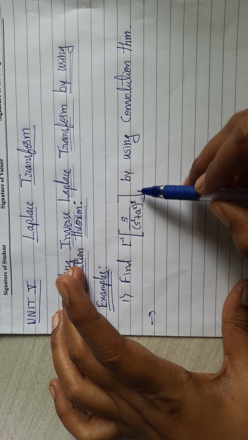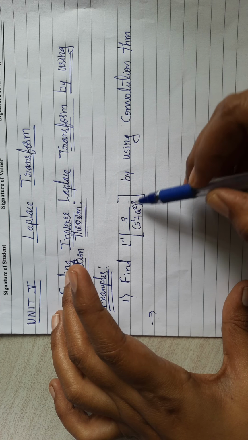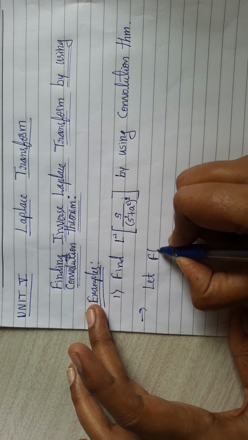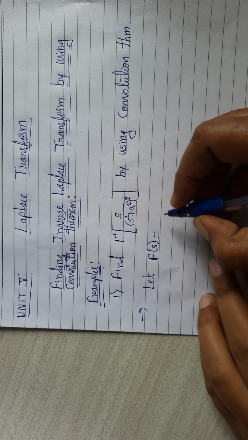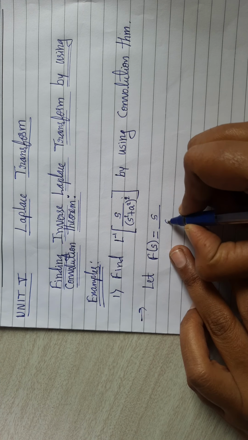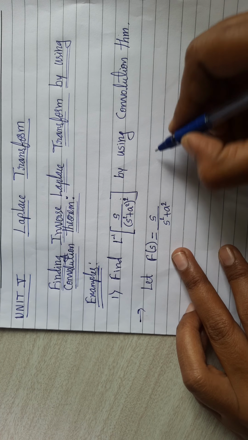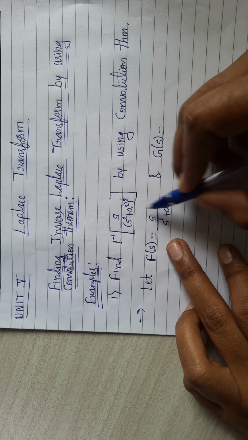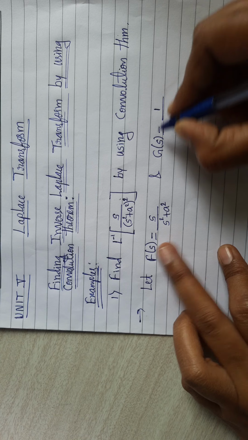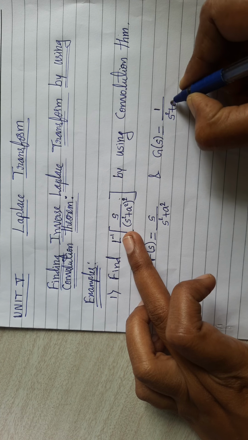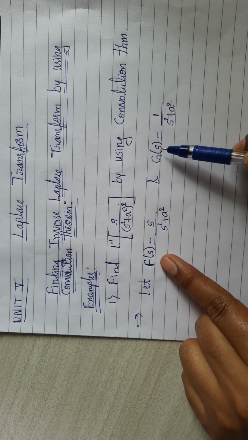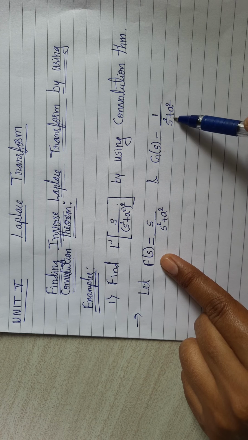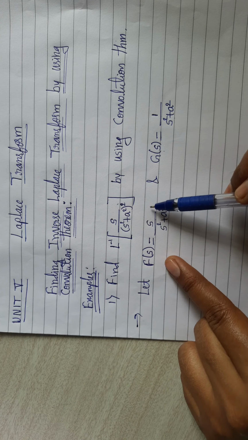So that if you multiply those two, you get the same term in the bracket. So we'll consider, let f of s equals s divided by s square plus a square, and g of s equals, since s is already taken, here you take numerator 1 and denominator the other term left, s square plus a square. So that if you multiply these two, we get whatever term is under L inverse. The product of this is nothing but s by (s square plus a square) whole square.